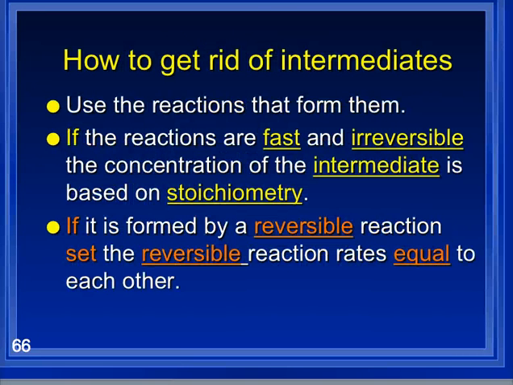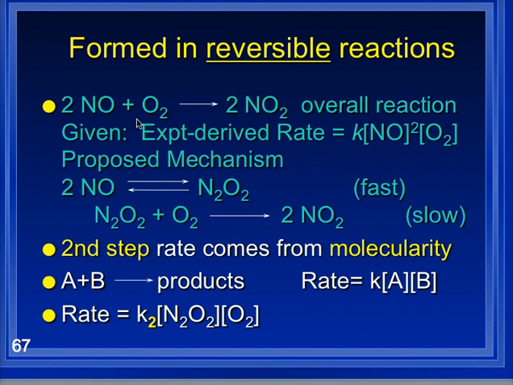So when you have the slowest step in a mechanism that includes an intermediate, it's important that the intermediate is not shown in the rate law. And so we have to use stoichiometry to help us get rid of the concentration of this intermediate. So the next two slides will show us that process. So if you look at this reaction here, this is the overall reaction. And so for this example, a proposed mechanism is found below.